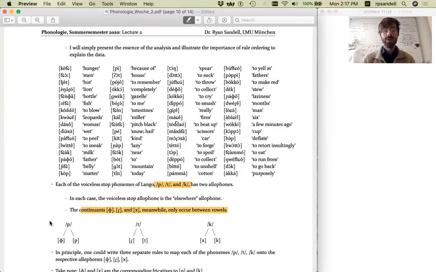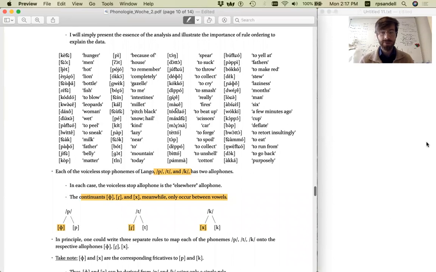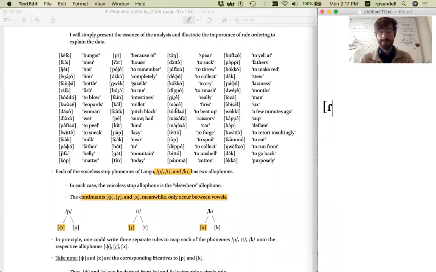And in principle, what one could do is derive each of these continuant allophones. I should note here, this sound is a voiceless alveolar tap. You may not be able to hear that very well at home, but it's the same sound as in the middle of the English word butter, that tap that we've referred to a few times today, only voiceless rather than voiced.